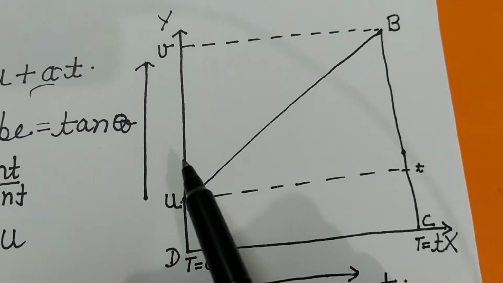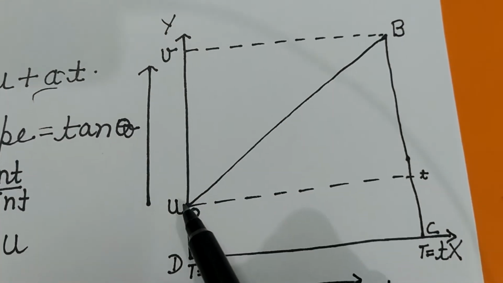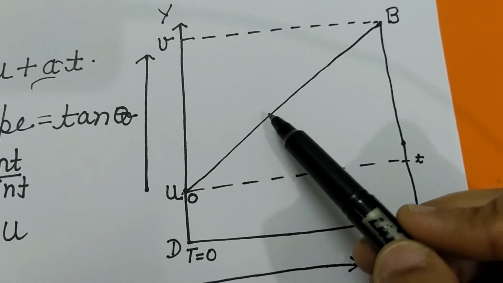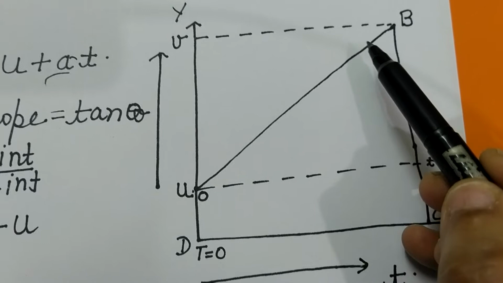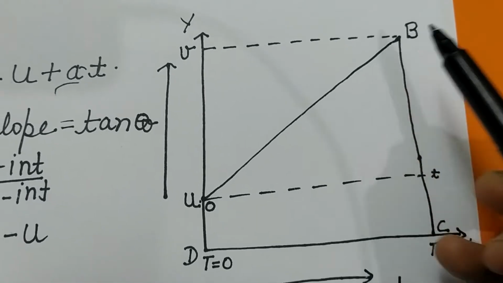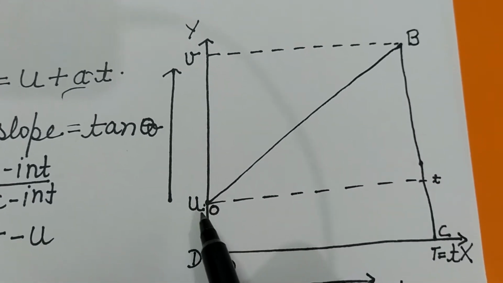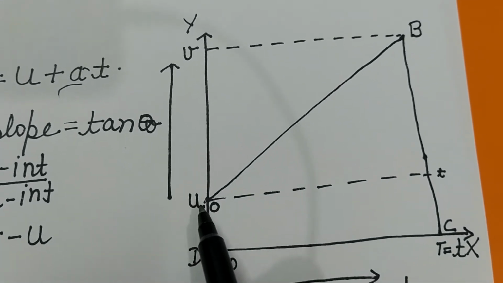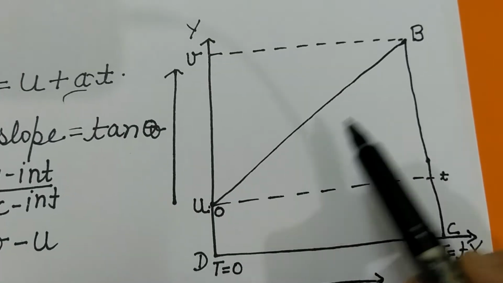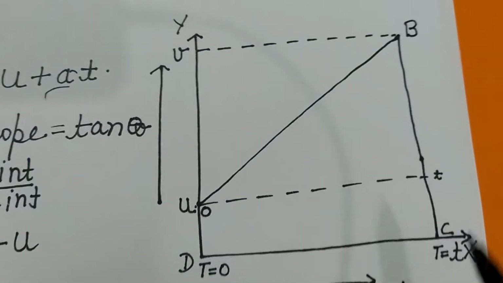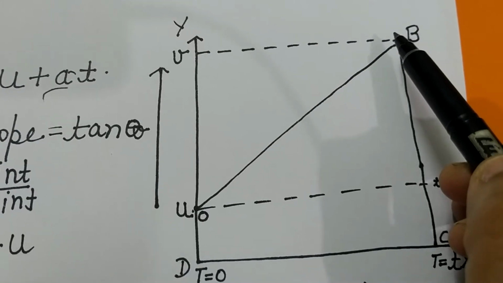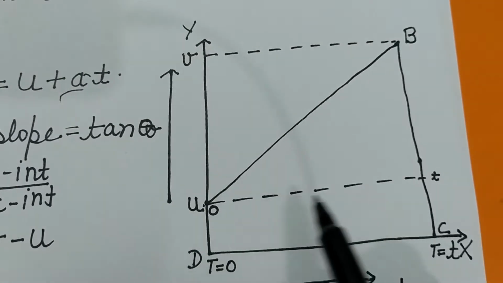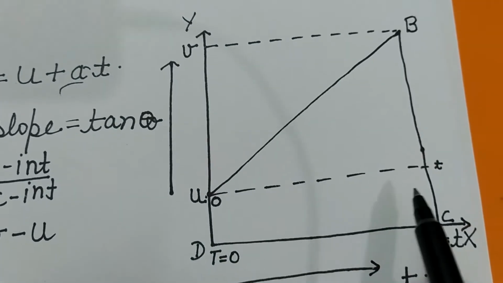Now let us consider an object starts moving from this position O and it continuously moves with constant acceleration at the rate a and finally reaches this point B. When the body started moving from this point at time t equal to 0 seconds, its initial velocity is u, and when finally after time t seconds it reaches the point B, then its final velocity is v. So this is the graph. Join these lines and complete the graph.